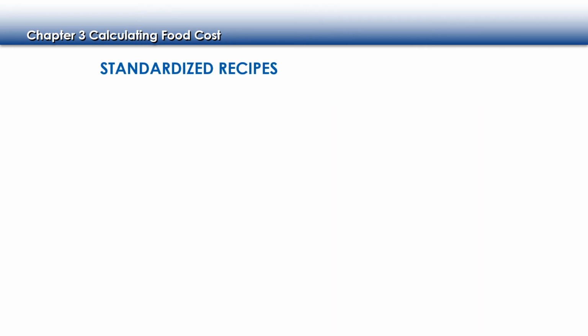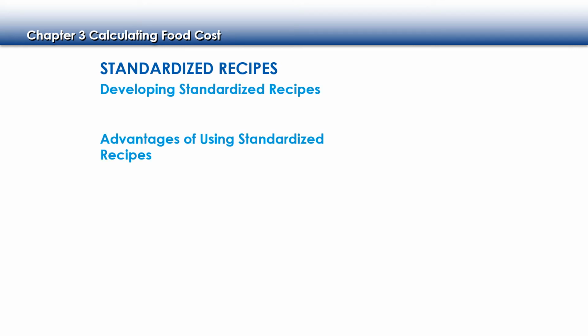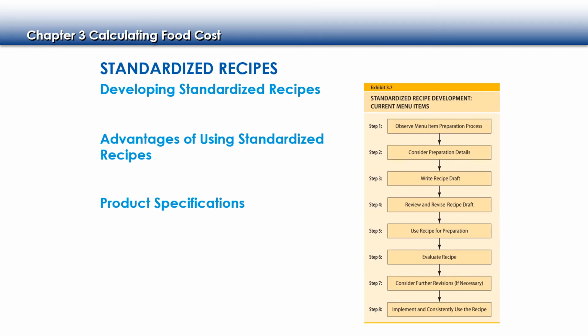So let's talk about standardized recipes. This is how we can control those costs. When we develop our standardized recipe, we are going to see how it's prepared. We're going to take all the measurements. We're going to taste it. We're going to test it. If it's great, then we're going to go ahead and put it into production. If not, we have to go back and tweak it and change things a little bit, kind of adjust until it is perfect.